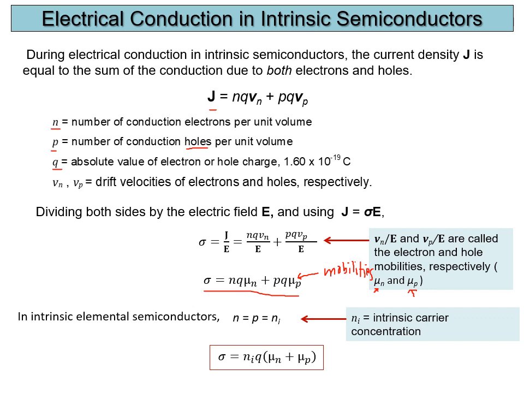In intrinsic elemental semiconductors, n equals p equals ni. So for the intrinsic elemental semiconductor, the number of electrons equals the number of holes. So we can conclude that the charge carrier concentration is ni. ni is the intrinsic carrier concentration. So from this equation we can simplify it into this final equation, which is sigma equals ni q multiplied by mu n plus mu p.